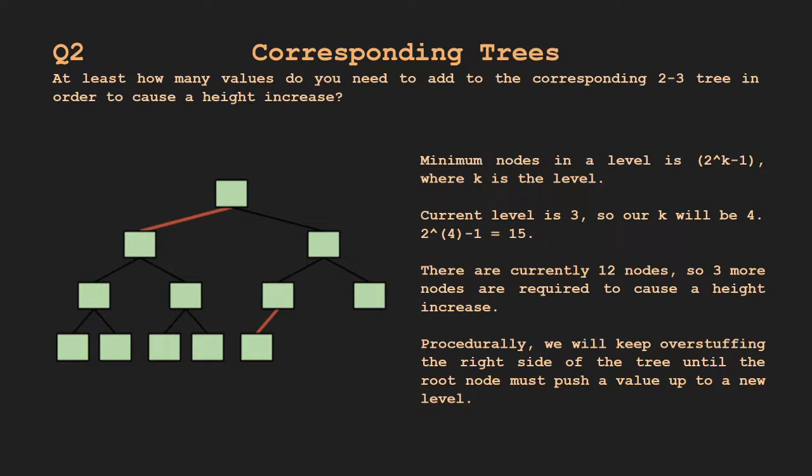The way that this will look is you're going to keep overstuffing the right side of this tree until the root node must push a value up to a new level. So you're going to stuff that red edge first, and then you're going to stuff above it, and then you're going to stuff above that. And after you stuff all of that, the top is going to have 3 values that it must push up 1, and that'll give you a height increase.